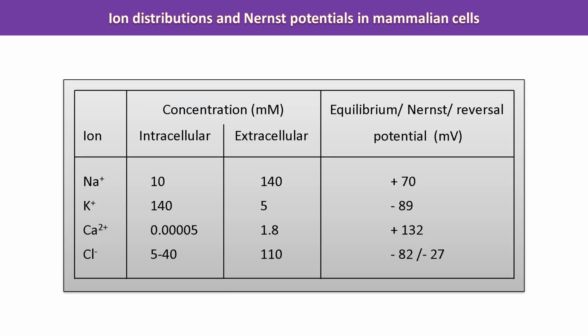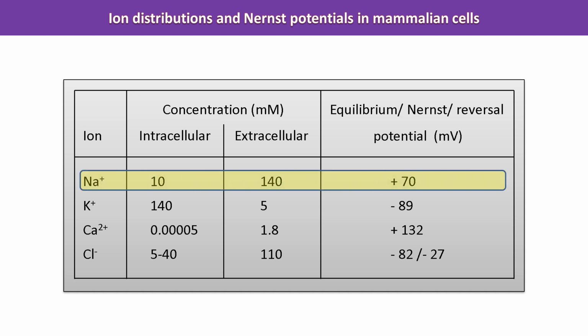This table shows the normal concentration gradients for the main ions that conduct current through ion channels in cell membranes. The concentration of sodium ions is low inside the cell and high outside. Applying the Nernst equation gives an equilibrium potential for sodium ions of plus 70 millivolts. As a consequence, when sodium channels open at a normal resting potential of around minus 80 millivolts, sodium ions are driven into the cell to depolarize it toward the very positive equilibrium potential.